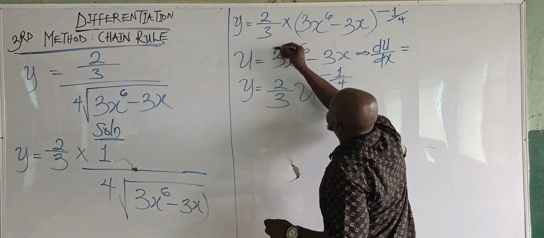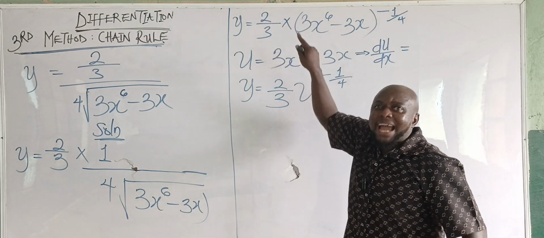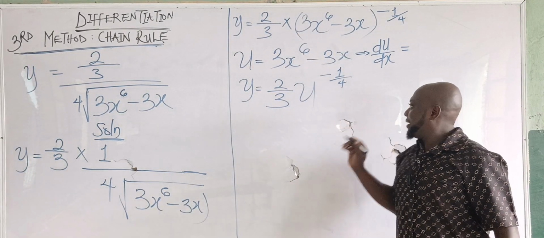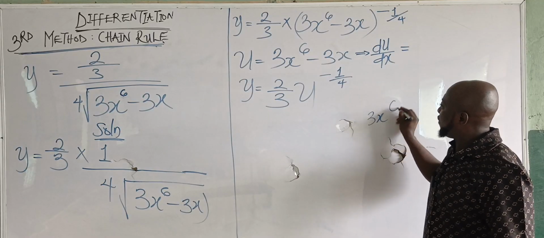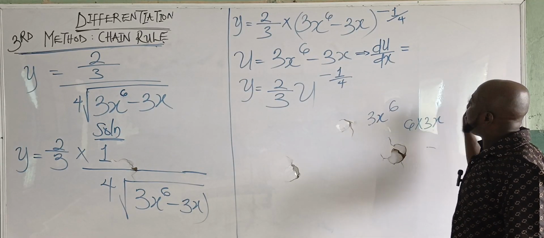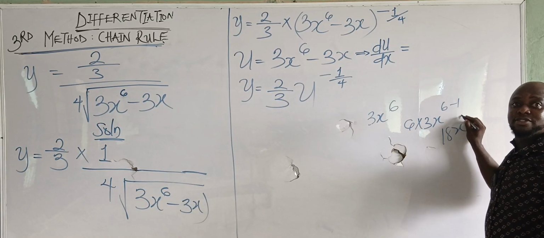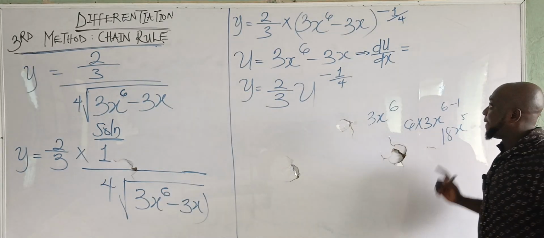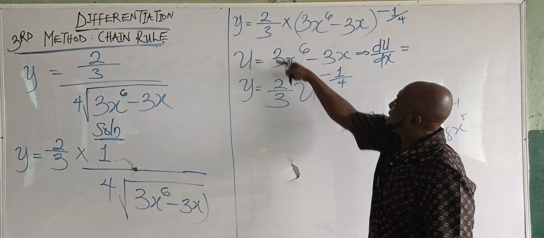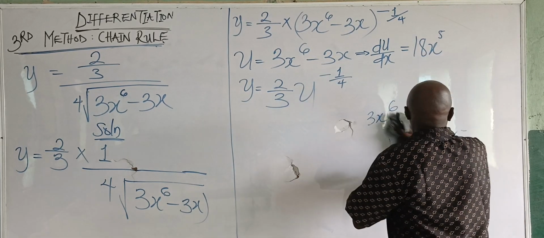Now I want to differentiate this. I said take this 6 to multiply 3x. Write back the 6 and remove 1 from it. Like this, I have 3x raised to the power of 6. Use the 6 to multiply these two values now, which is 6 times 3x. Repeat the 6 and remove 1 from it. That will give us 18x raised to the power of 5. So the first one for this case now, I'm having 18x raised to the power of 5.